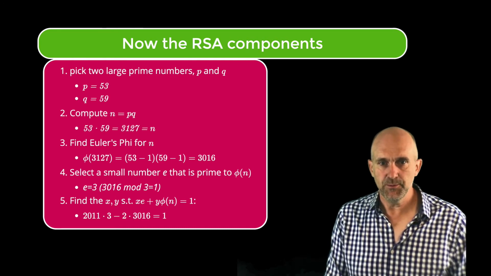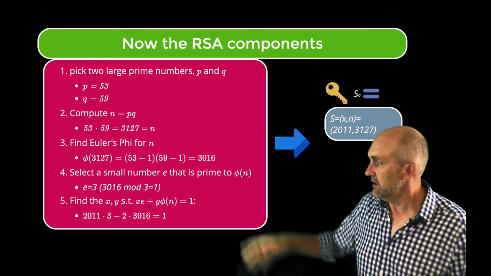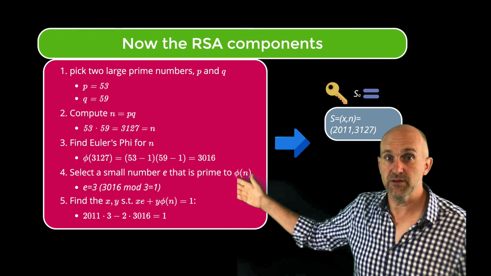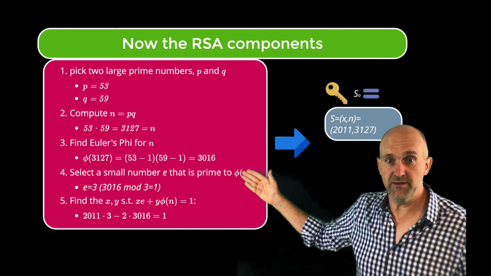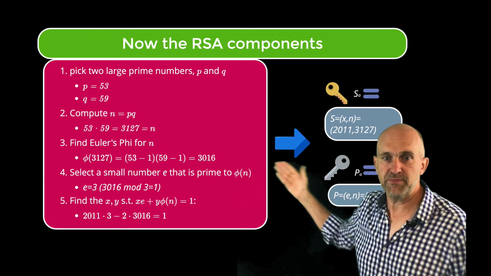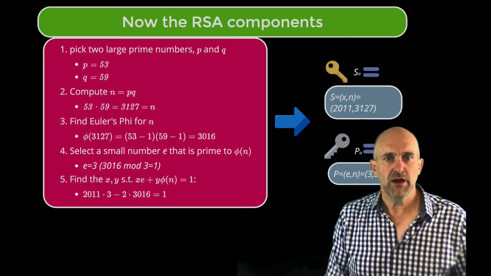Okay, so now what I talked about earlier, we have the private and the public key. The private key in this case is the number x, which is 2011, and the original n, so 3127. And the public key is the number e, which is 3, and the number n, which is 3127. Now let me show you how this works.